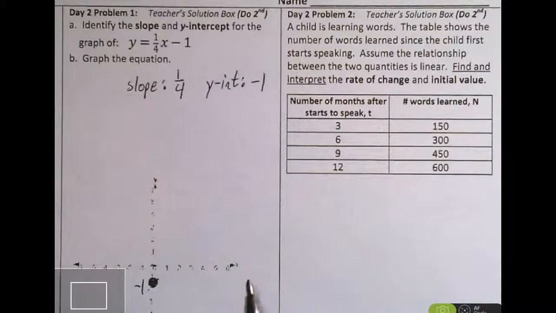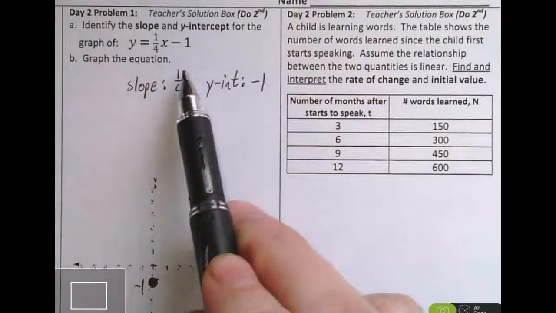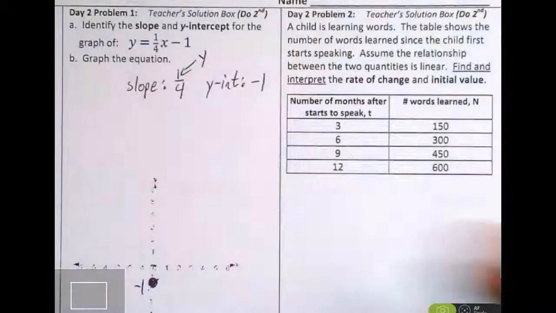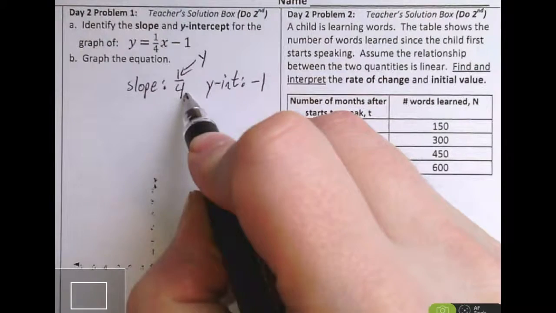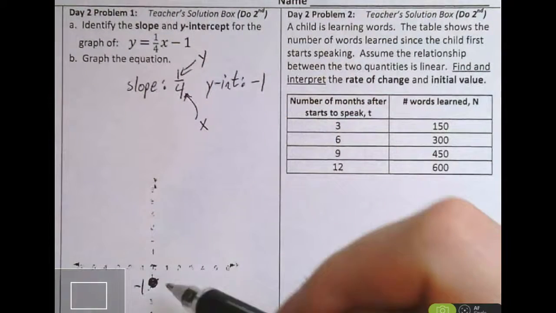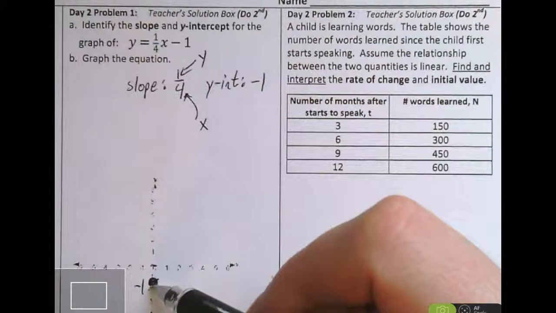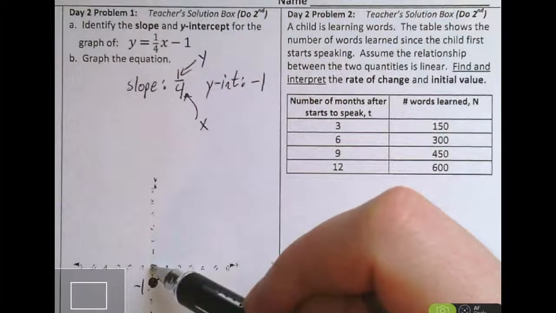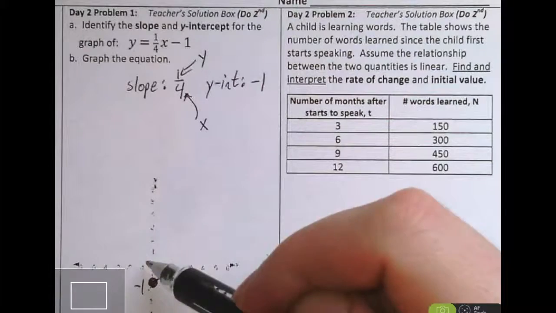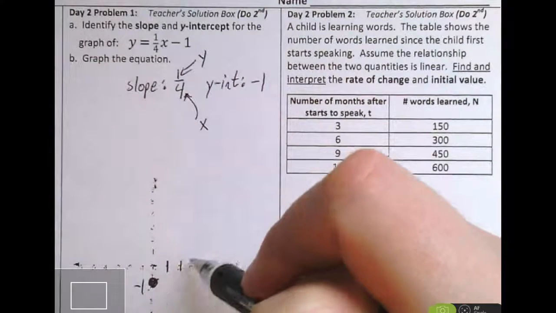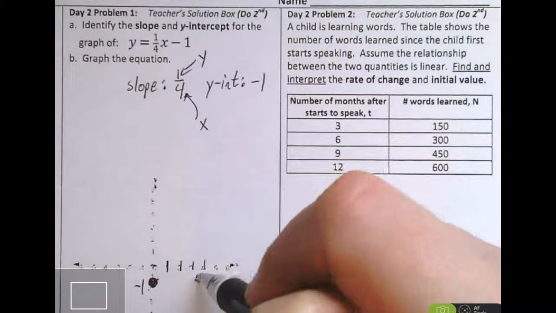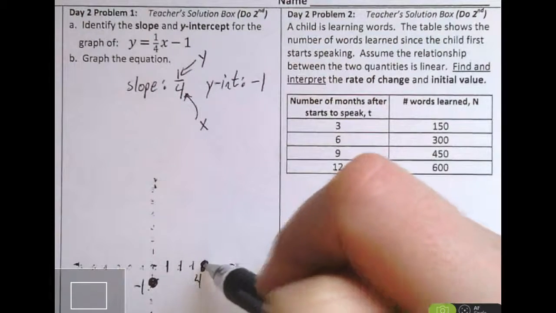To find another dot, we can use the rate of change. The top number will be the change in y, and the denominator is the change in x. So from this point, we can change y by 1 unit by moving one spot up, taking us to the origin, and then increase x by 4 units, taking us 4 marks to the right. So over here at 4 is another dot that's on the line.